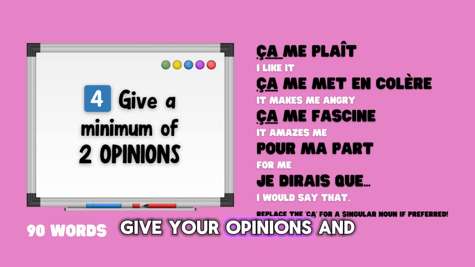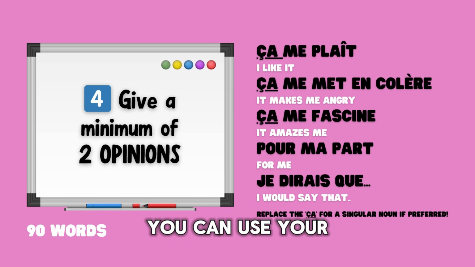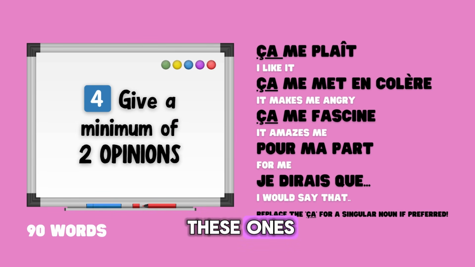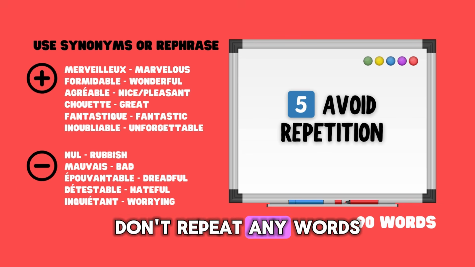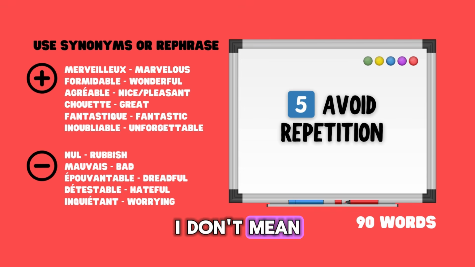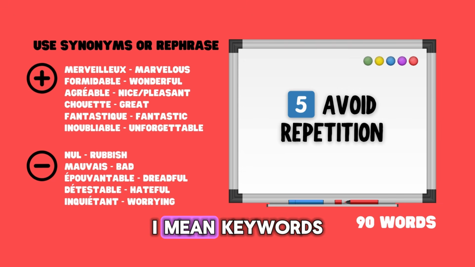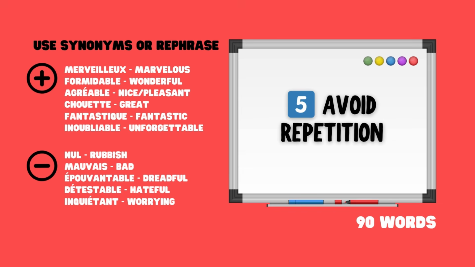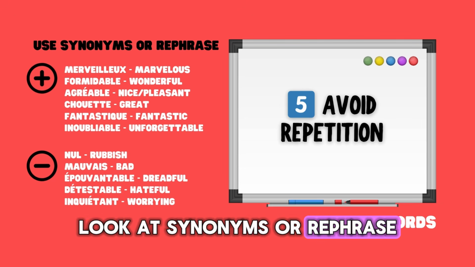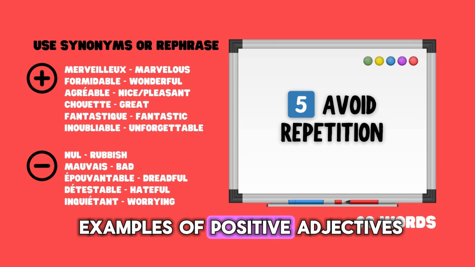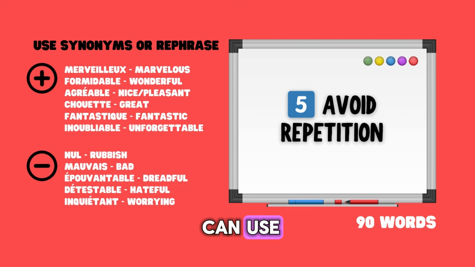Give your opinions, and a minimum of 2. You can use your standard je pense que, à mon avis, selon moi. That's all fine. If you want to mix it up a bit, then you can use these ones. Don't repeat any words or phrases. I don't mean like je or nous, for example. I mean key words. Look at synonyms or rephrase. These are some good examples of positive adjectives and negative adjectives you can use.